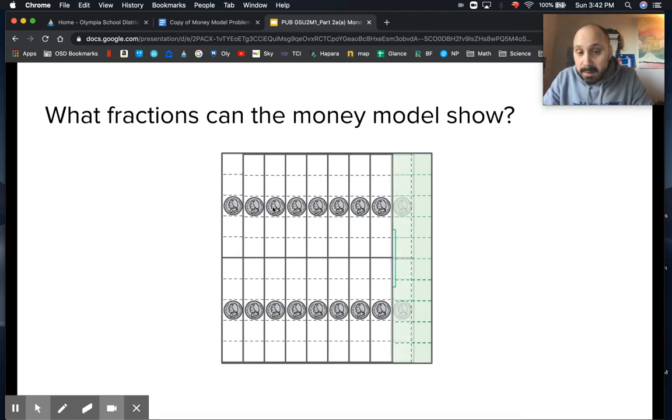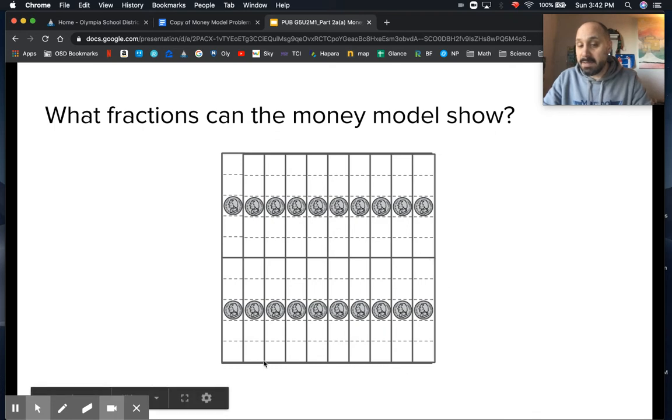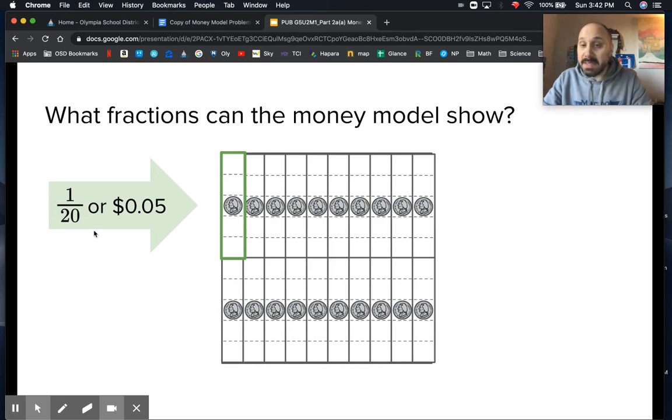Let's see how many nickels we have in a dollar. How many nickels do you think we have in a dollar? Well, we have 1, 2, 3, 4, 5, 6, 7, 8, 9, 10. We have 10 up here. That means we have to have 10 down here as well. So we have 20 nickels. So one nickel, just one of these nickels. Let's see if it shows us here. Yep, one nickel is 1/20th of a dollar.